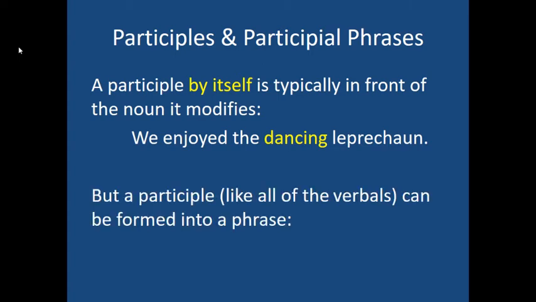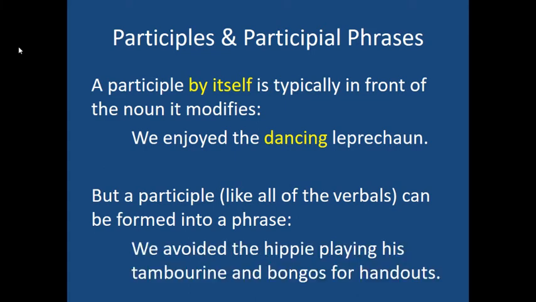But a participle, like all of our verbals, infinitives and gerunds alike, can also be formed into a phrase. So I can actually add words with the participle and create what we call a participial phrase. We avoided the hippie playing his tambourine and bongos for handouts. Well, here's my participial phrase. Playing is where it begins as my participle, and then I can add extra words to it. Playing his tambourine and bongos for handouts. And that is what we would call a participial phrase.